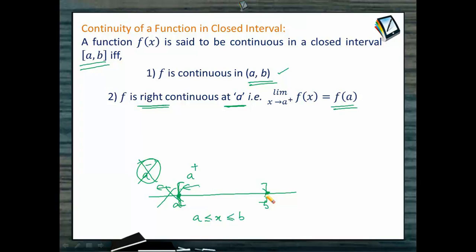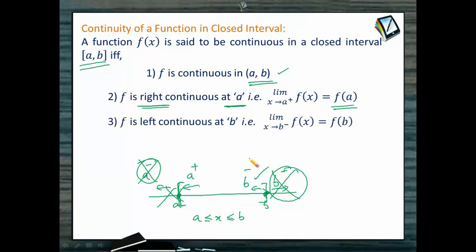Now similarly, what would be the endpoint property at B? Same here, this side is the right hand side of B and this side is the left hand side of B. Now if you observe, B plus is not in the domain of the function at all. So we do not worry about the continuity of the function on the right side of B. What we are concerned with is only the continuity at B from the left hand side. That's why the third condition says f must be left continuous at B. That is, limit as x tends to B minus of f of x must be equal to the functional value at B.